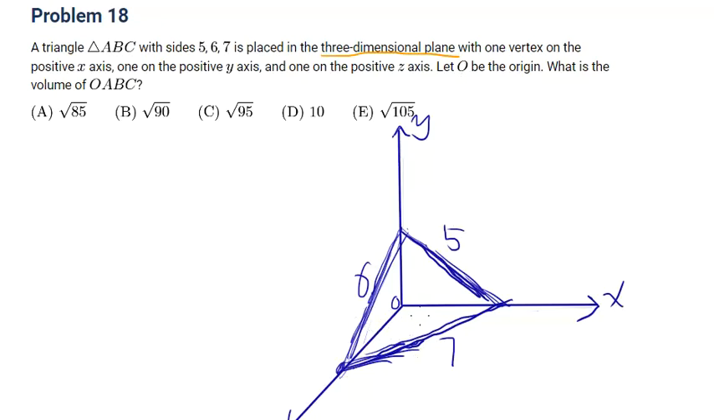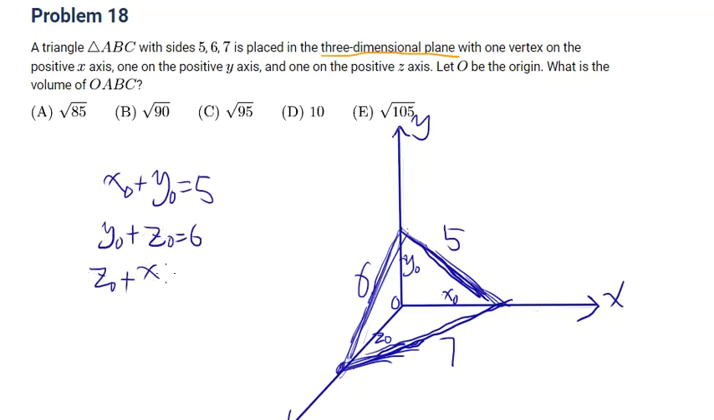Okay, now this is easy. We say this is X0, this is Y0, this is Z0. X0 plus Y0 equals 5, Y0 plus Z0 equals 6, Z0 plus X0 equals 7. Actually, we square them because of Pythagoras. So according to Pythagoras, we have these sets of equations. We add them all up and divide by 2.